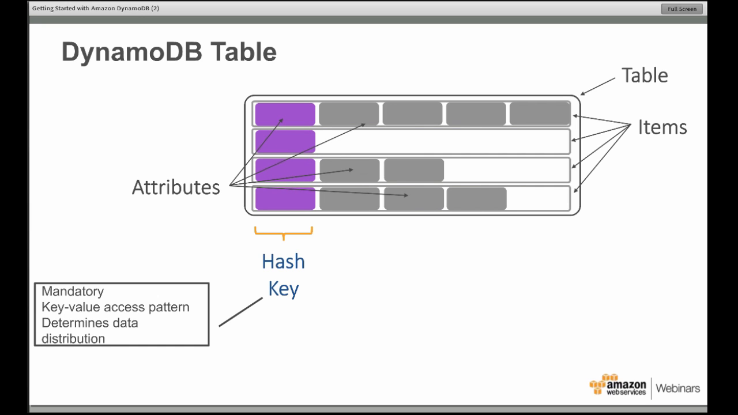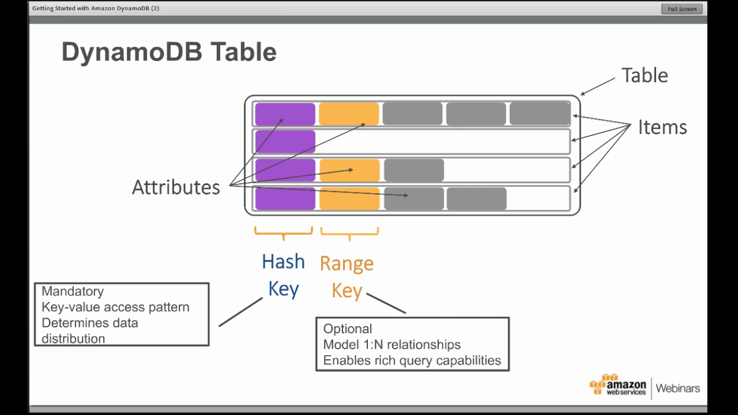There is one specific type of attribute that every item in the table needs, and that's something called a hash key. The hash key is basically a way of uniquely identifying that item in the table. It also determines how the data is distributed, and we'll talk a little bit about how the partitioning that is driven by the hash key value is important for scaling DynamoDB in a couple of slides from now.